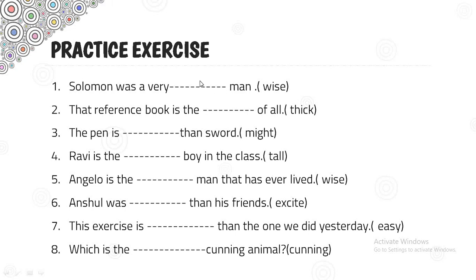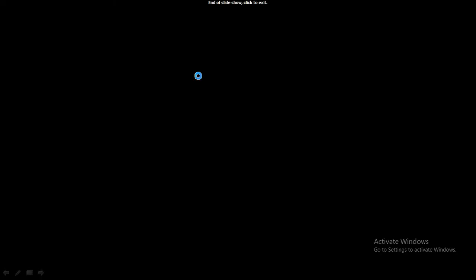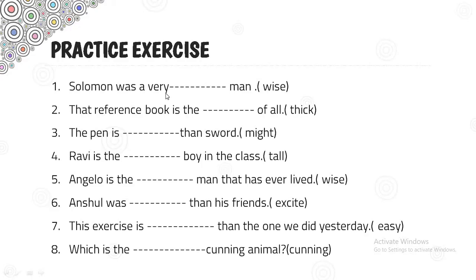Why? Because there is no comparison made. It's a positive degree. So Solomon was a very wise man. Next one, that reference book is the dash of all. Thick is your adjective. Whenever any degree is preceded by the article the, it gives us a hint, and with the meaning we can make out that it's a superlative degree. So that reference book is the thickest of all.